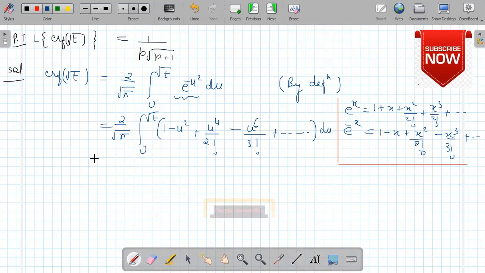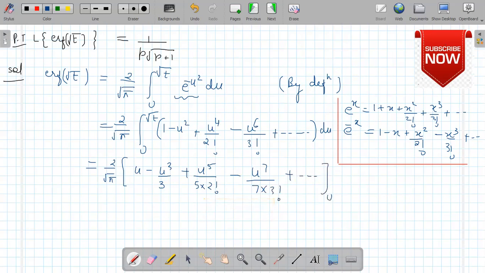Now this is equal to, if you integrate this expression with respect to u, you will get u minus u cube upon 3 plus u to the power 5 upon 5 into factorial 2 minus u to the power 7 upon 7 into factorial 3 and so on, and we apply the limit from 0 to square root of t.